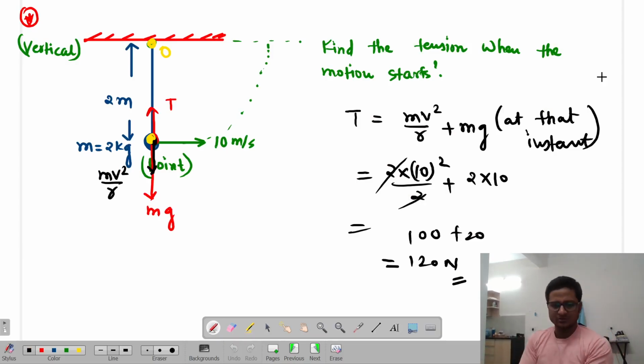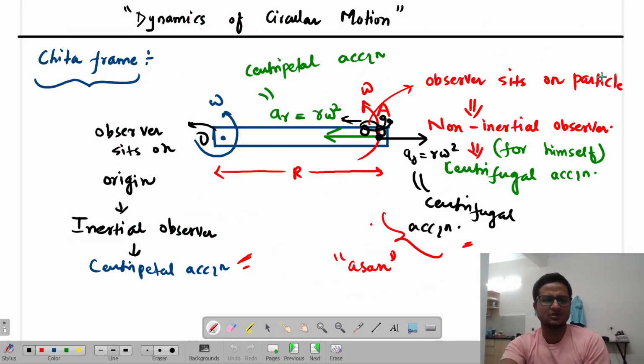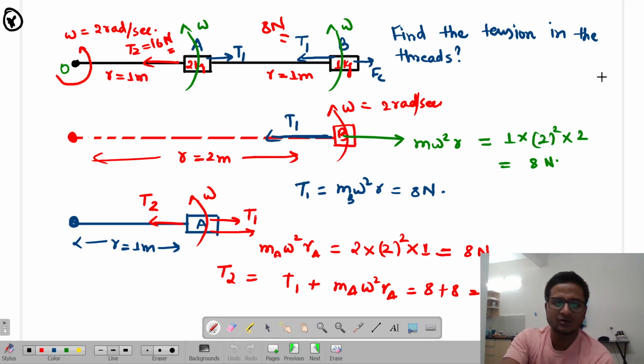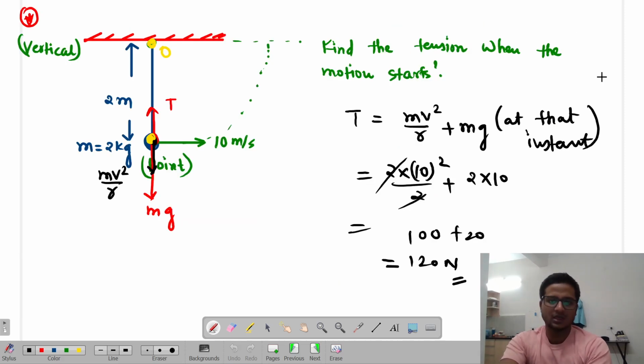So we were doing dynamics of circular motion. We got to know how to consider the centripetal frame and the centrifugal frame. Then I told you that you have to do most of the questions in which frame? Cheetah frame, isn't it? And then we did two questions.